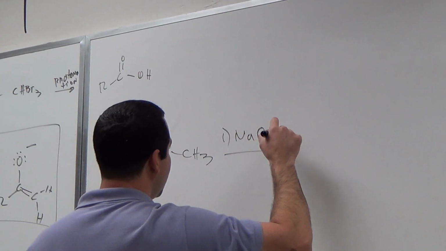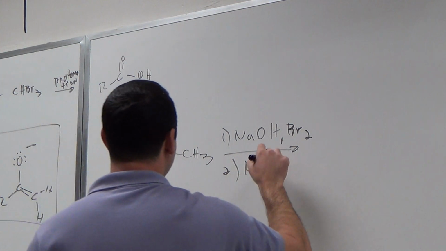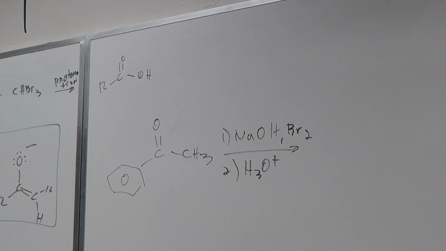So first step, sodium hydroxide, Br2. Second step, proton source. Proton source in general, not from HCl, yes? Proton source in general from H2SO4. Something that is not very nucleophilic.